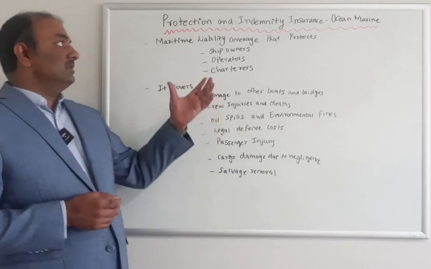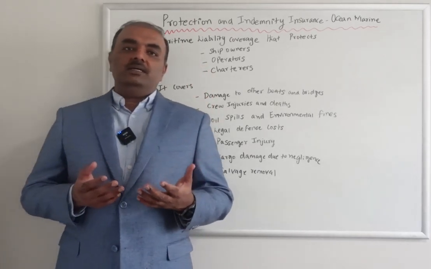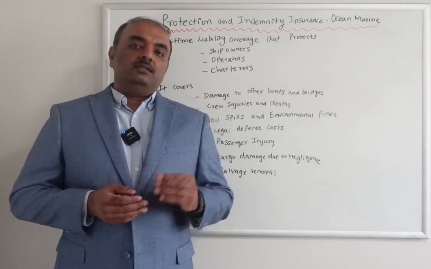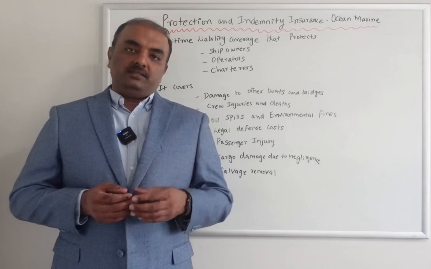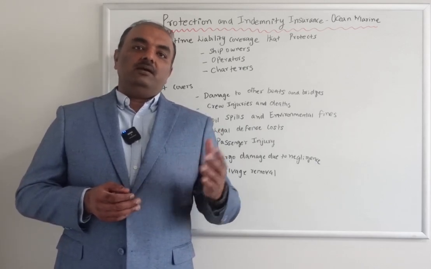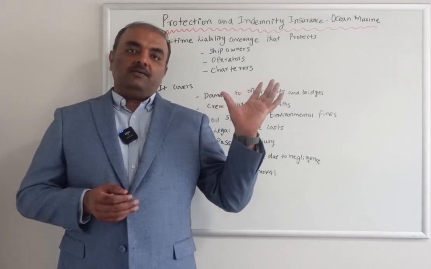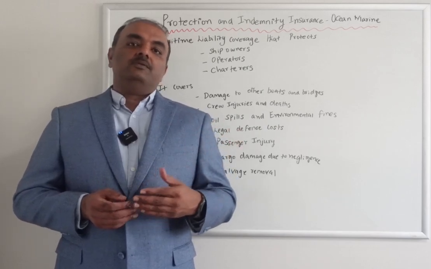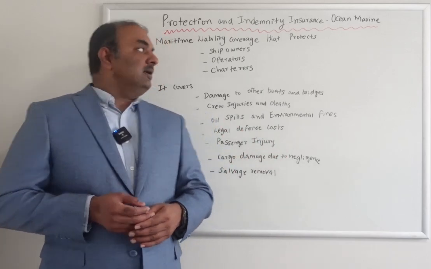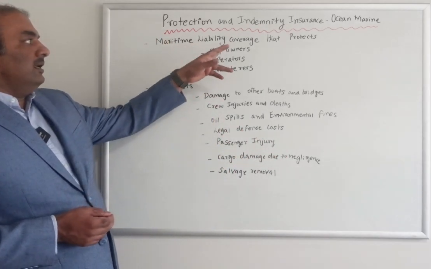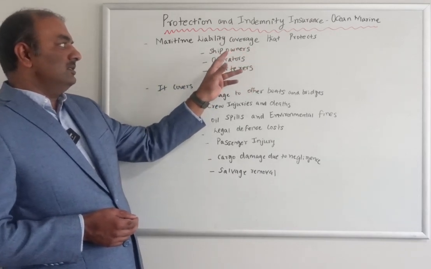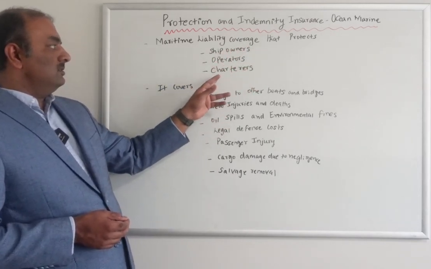So this protection and indemnity is a kind of subgroup under ocean marine. This protects liability exposures. Similar to personal auto, how you have a liability coverage, this particular coverage gives liability protection when it comes to ocean marine exposures. That's what it says. It's a maritime liability coverage that protects ship owners, operators and charterers.